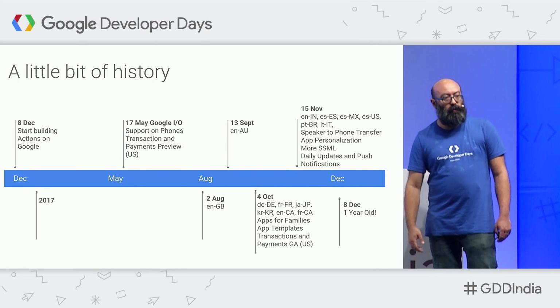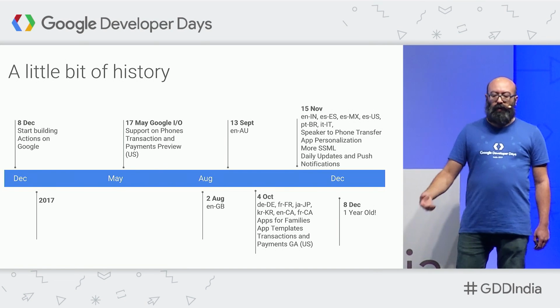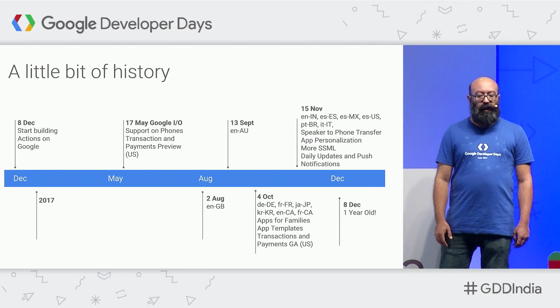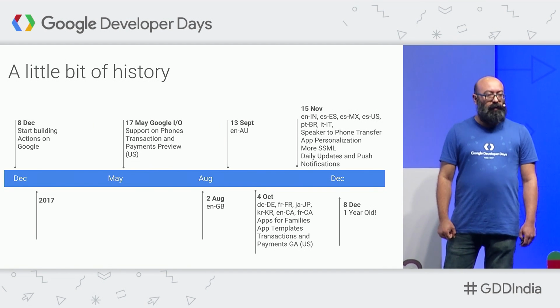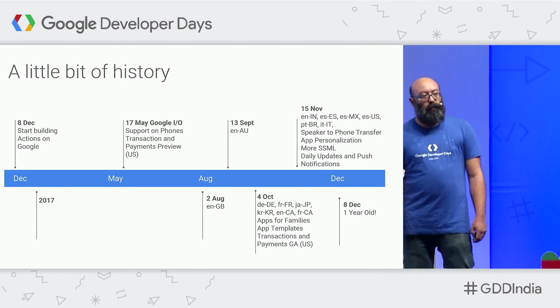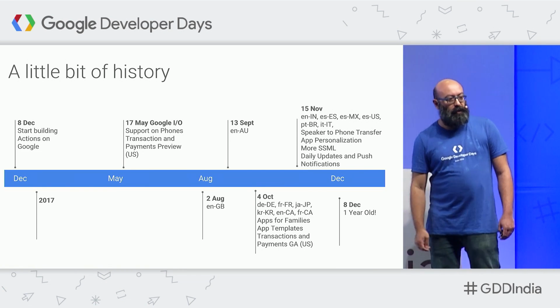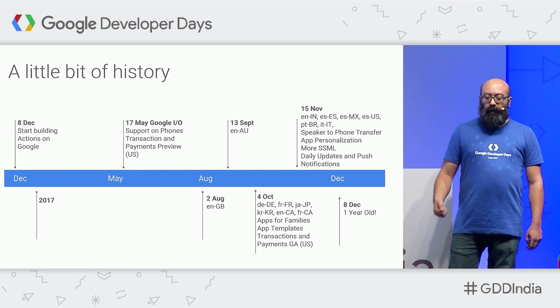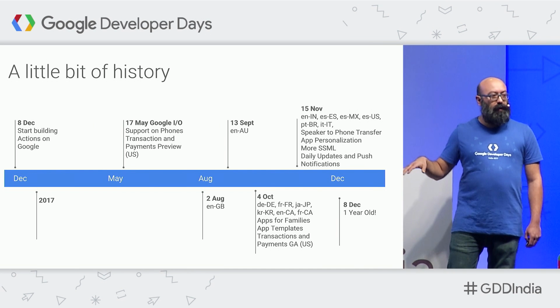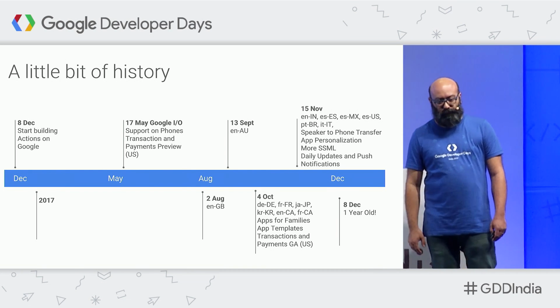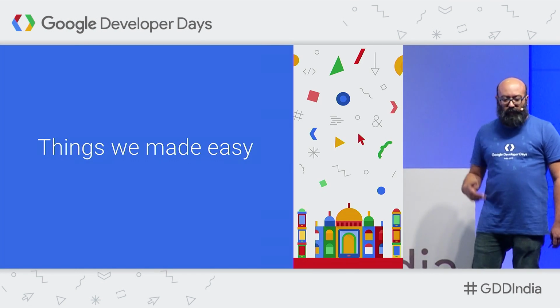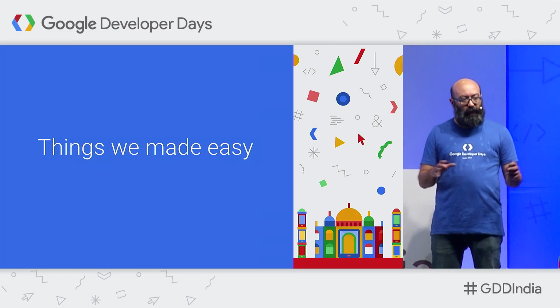And we added more locales. So I think now we support 16 locales. We added the speaker-to-phone transfer. We added easier app personalization, SSML, and we will see in some more detail a lot of these features. So let's start by looking at this highlight reel of my personal favorites.